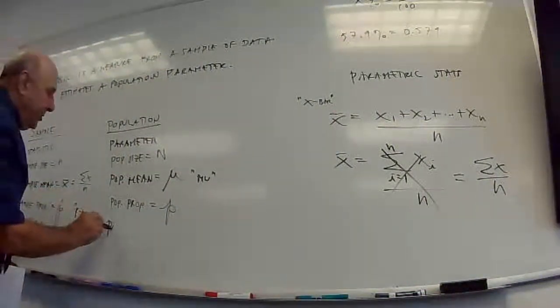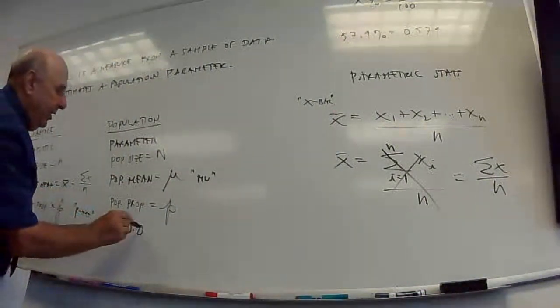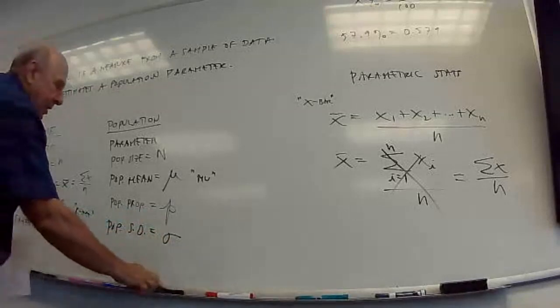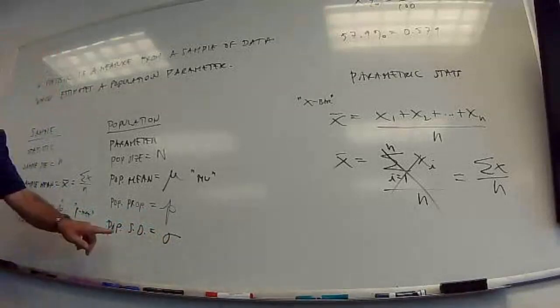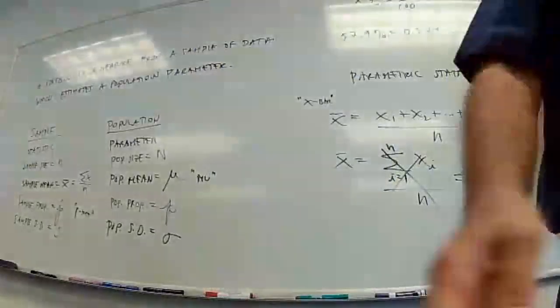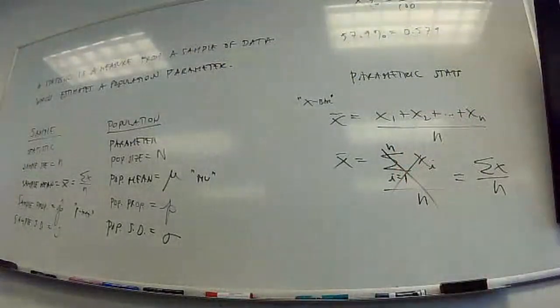And just so you know, the population standard deviation is sigma. That's a lowercase Greek s. So s is the statistic that estimates sigma. But if you have x bar and you subtract 3 standard deviations to the left, and then you add 3 standard deviations to the right, you create a 99.7% confidence interval. So the chances of ending up in the tails is very remote.